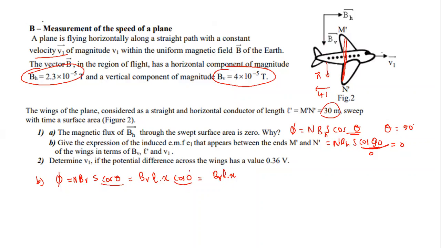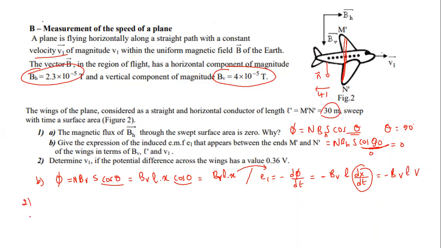Now we want to find the expression of E1, the electromotive force. According to Faraday's law, I have E1 equal to minus d phi over dt. So by doing the derivative, we'll get minus BV L dx over dt, and this is what we call the speed, so minus BV L times V.